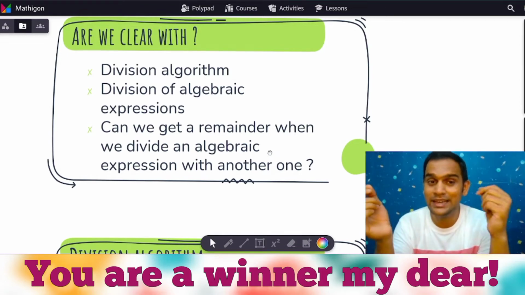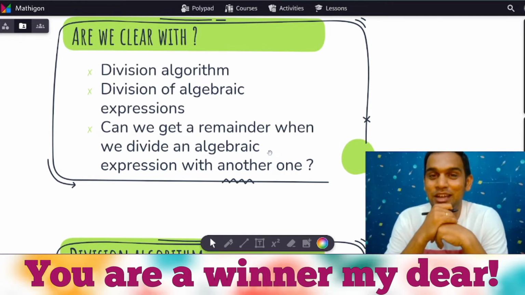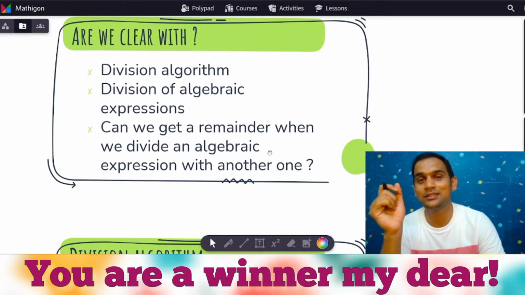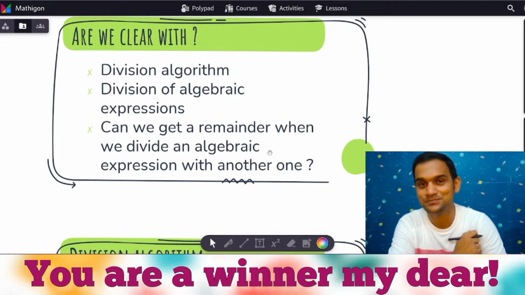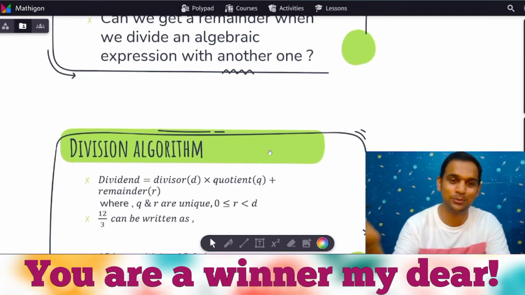Now, the third thing: can we get a remainder when we divide algebraic expressions by one another? That is the question you need to think about while we start this remainder theorem video. You might have already noticed that it has something to do with the remainder when we are dividing algebraic expressions. Let's begin.